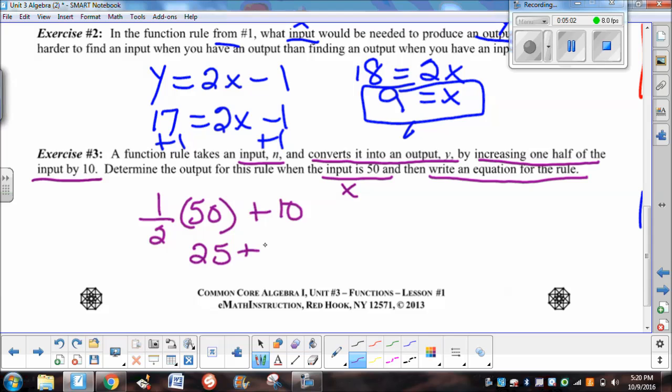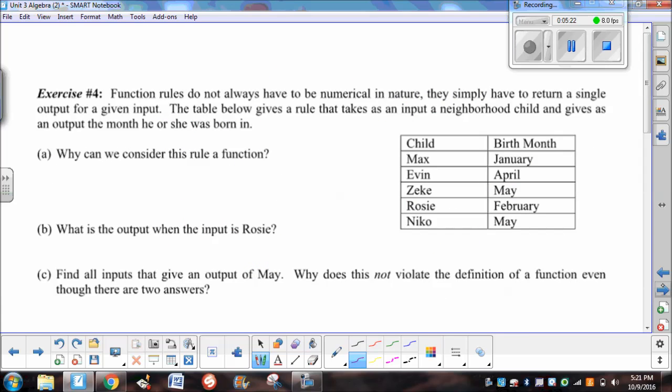So half of 50 is 25 plus 10 is 35. So what would that rule be? The output is equal to 1/2 of the input. They asked us to use n in this problem by increasing it by 10. Okay, so there's our function rule. Go ahead, flip the page.